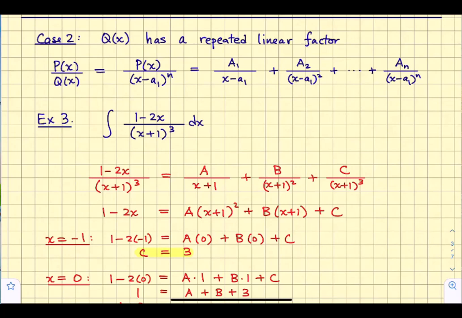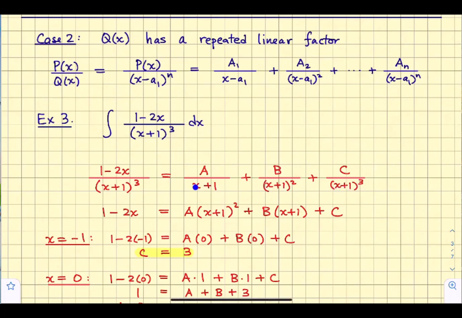Let's look at a concrete example. If you have the integral of 1 minus 2x over x plus 1 quantity cubed, we look at this. This is a linear factor. It's repeated. It has a multiplicity of 3. So what we're going to do is have 3 terms. We're going to have an x plus 1 to the first power term, an x plus 1 to the second power term in the denominator, and an x plus 1 to the third power term in the denominator.